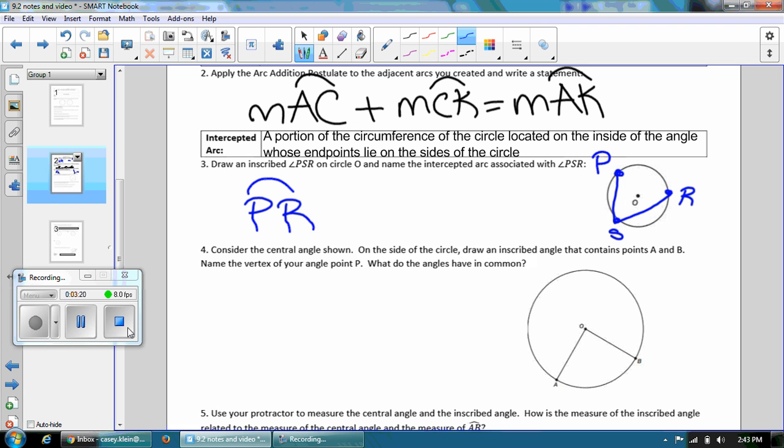Consider the central angle shown. On the side of the circle, draw an inscribed angle that contains points A and B. Name the vertex of your angle point P. So let's go ahead and put point P somewhere on your circle. Connect it to points A and B to draw an inscribed angle.